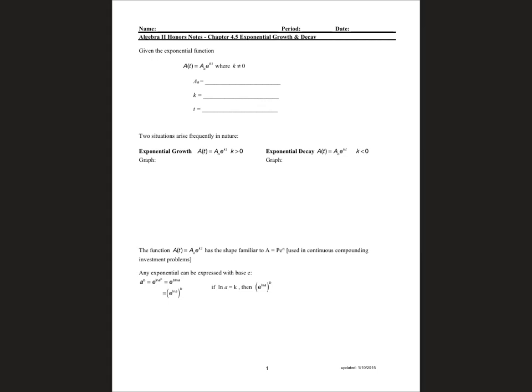So, for example, if you look at the exponential function A of t, a function of time t, equaling A naught e to the kt, where A with the subscript 0 is your initial amount, perhaps your initial population or your initial investment. k is the rate of growth or decay, and t is just time. Again, k cannot equal 0, or else we're raising e to the 0th power, which would be 1. So we'd have a constant function.